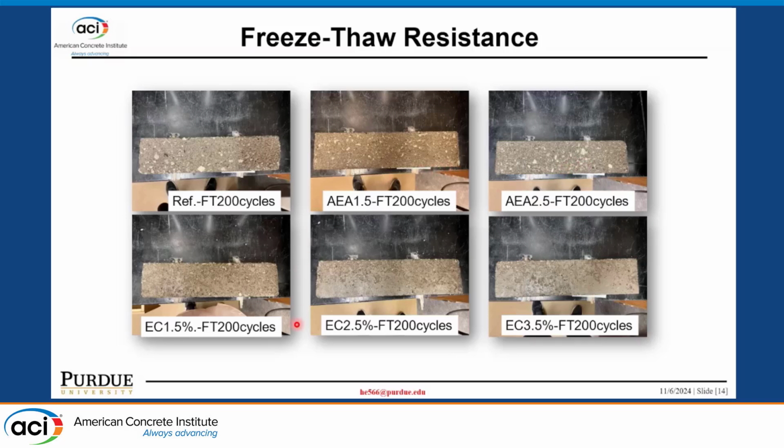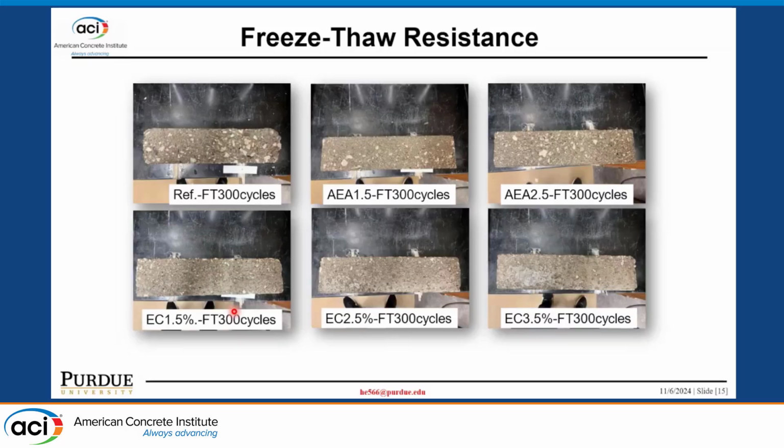And for the expansive concrete, we can still find the initial casting surface after 200 cycles, with a little bit of damage on the surface. And then after 300 cycles, for the reference concrete, it gets worse. We can see a lot of damage, and it's the same for the AEA concrete, a lot of damage on the surface. And for the expansive concrete, we can still find the initial casting surface, a pretty good resistance to surface damage during the freeze-thaw cycles, right?